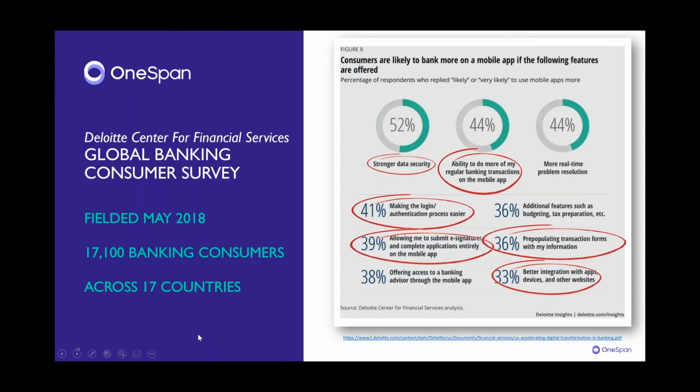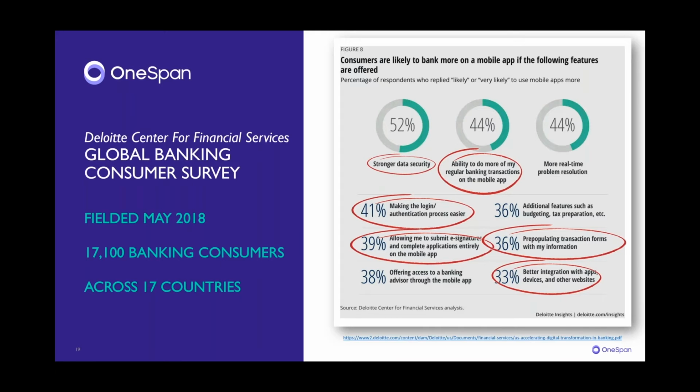Thanks, Elizabeth. After that great story of how mobile really improved the user experience for BDC employees and BDC customers alike, I just want to talk a little bit about this survey of 17,000 consumers, conducted by Deloitte, about what features would really compel them to make more use of their mobile apps. George was talking about the importance of adoption of that great app as well. Here's the thing: more than half of respondents, 52%, right there in the top left corner of that chart, said that stronger data security was really important to them.